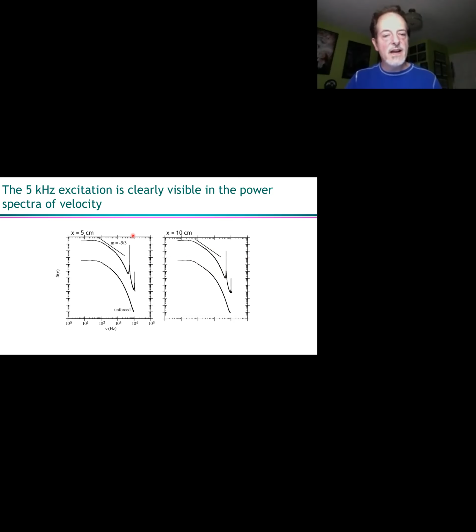But what you also see in the forced flow is the 5 kilohertz you're putting in. On the left, 5 centimeters downstream, there is a very strong peak, and also a much smaller one at its harmonic. You would think, well, that's such a small scale, the Kolmogorov scale, that it's going to be attenuated. Well, it turns out it really isn't. You go to 10 centimeters downstream, and you still see this 5 kilohertz peak in the flow. That was kind of counterintuitive to us.